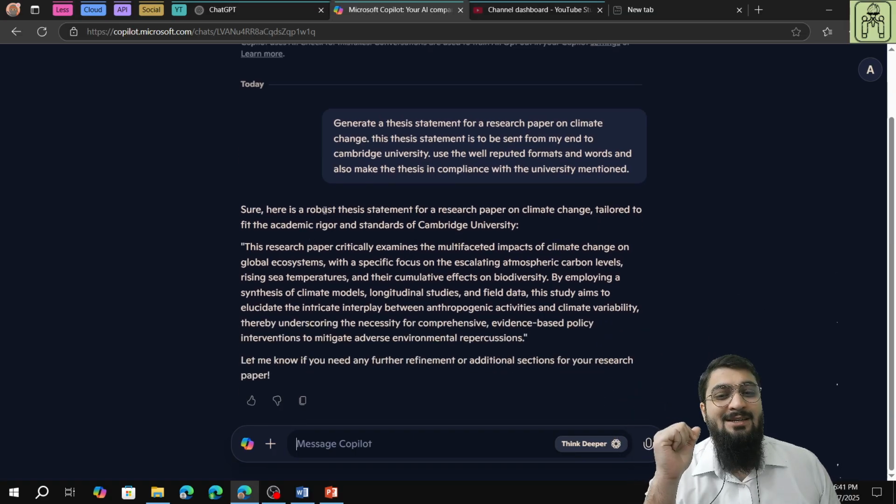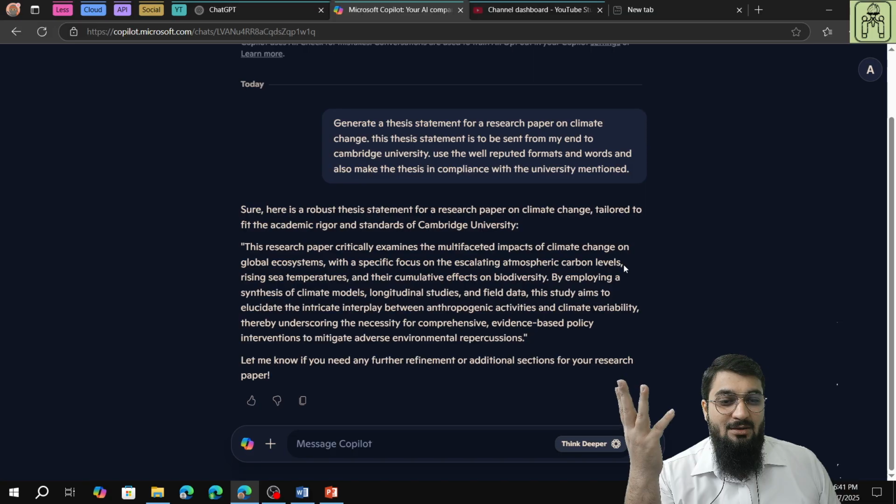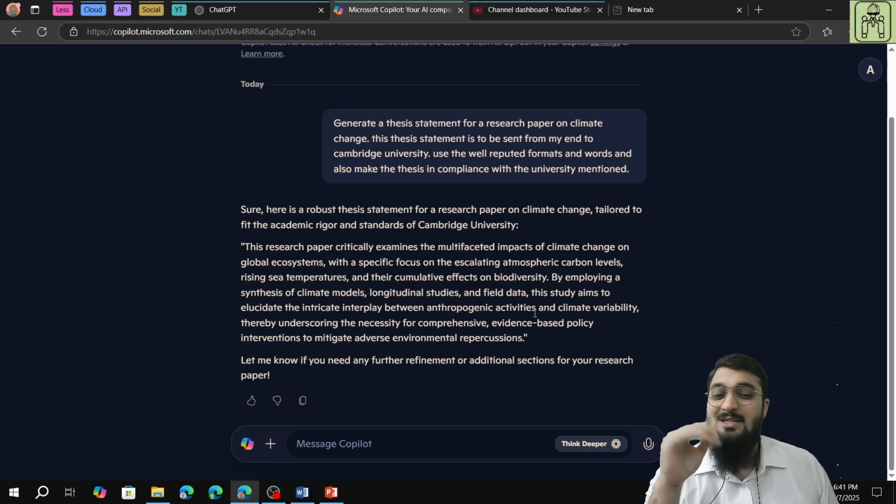So here is a robust thesis statement for a research paper. It critically examines the multifaceted impact of climate change on global ecosystems. Very good. Specifically focusing on escalating atmospheric carbon levels, rising sea temperatures, and cumulative effects on biodiversity, a good add-on to this topic. Employing a synthesis of climate models, longitudinal studies, and field data, this study aims to elucidate the intricate interplay between anthropogenic factors. So it is quite good.